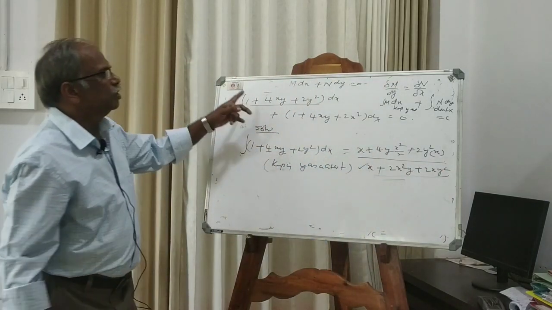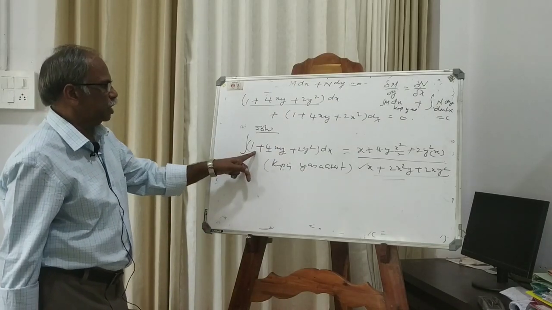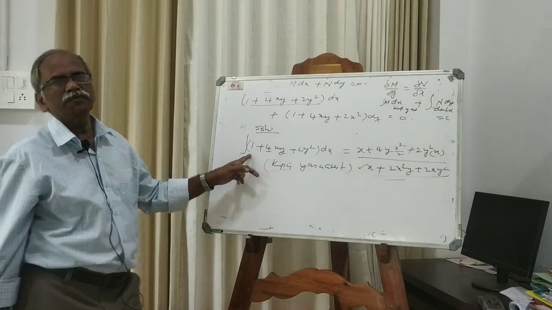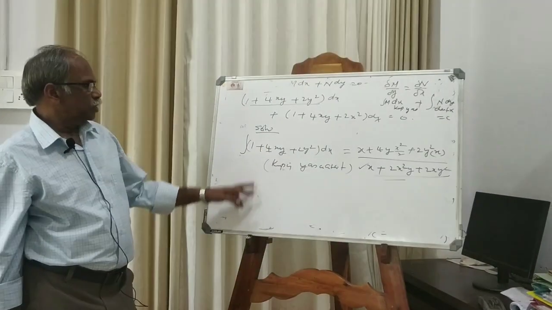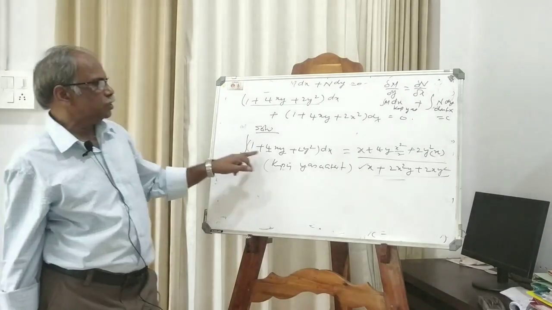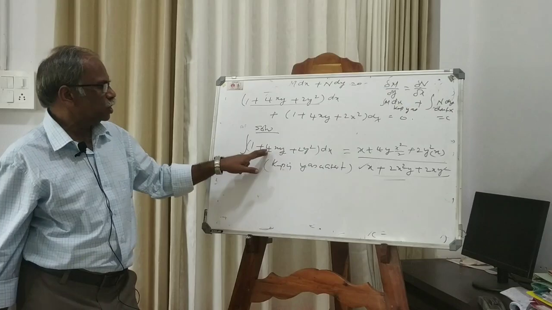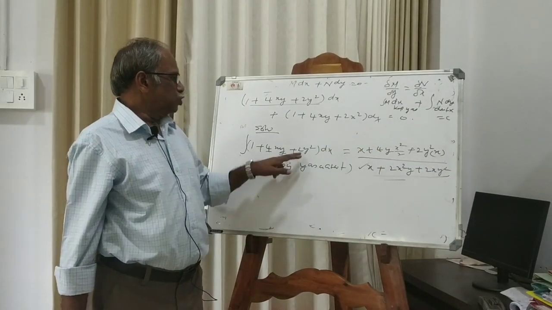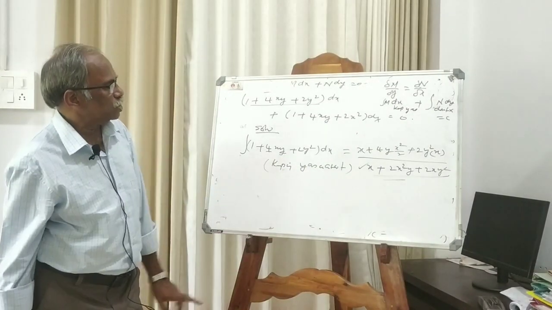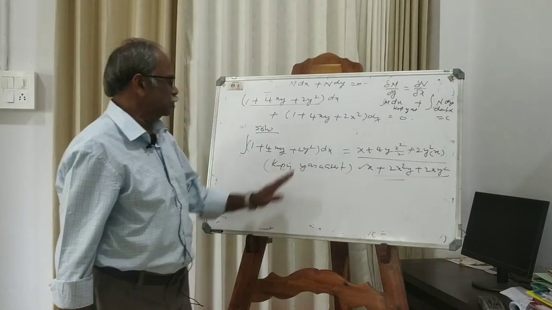Integrate M with respect to x, keeping y as a constant. This is the M term. We are integrating this M with respect to x, keeping y as a constant. So, integrating 1 with respect to x becomes x. Integrating 4xy with respect to x, 4 is a constant, y is a constant, and the integral of x is x²/2. For 2y², 2 is a constant, y² is a constant, and integrating dx, that becomes 2y²x. This is the first part.